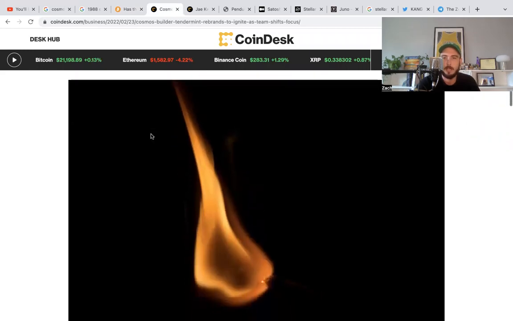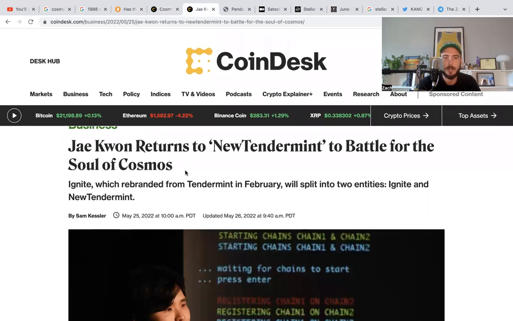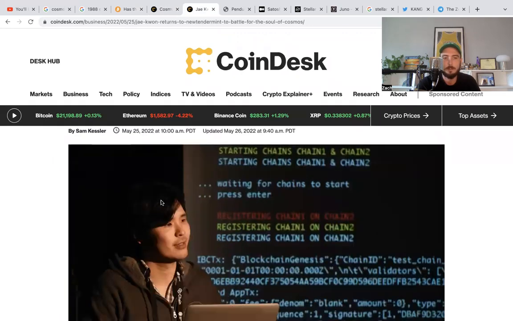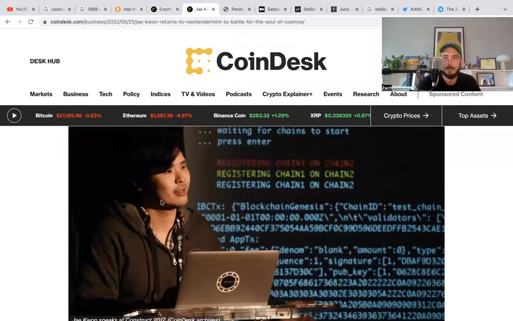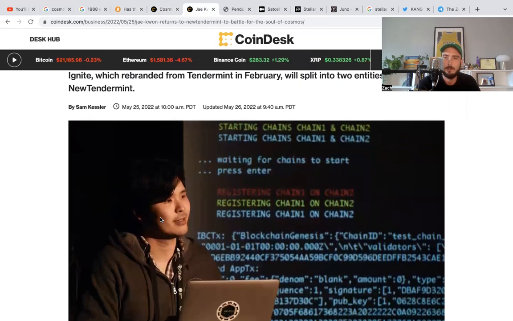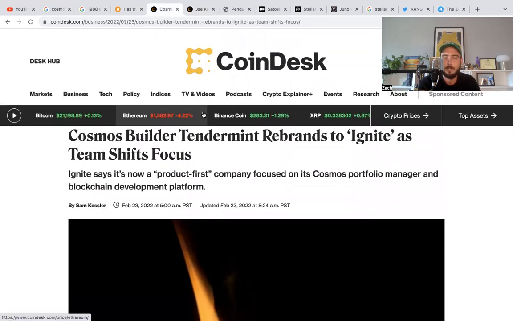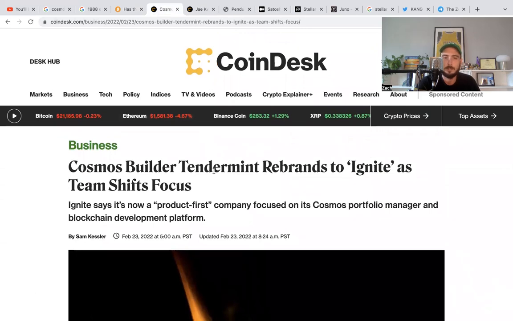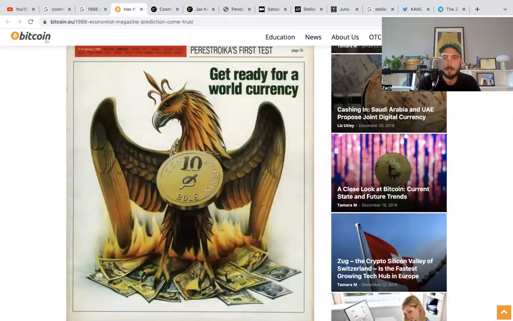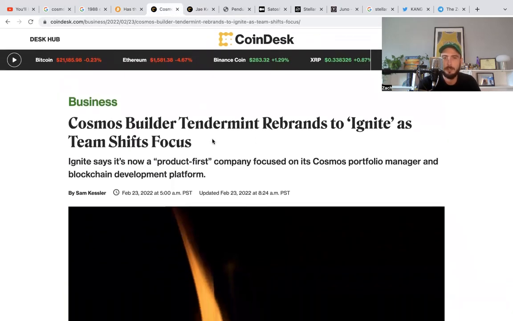There are different factions of the Cosmos founders. You can see Jae Kwon branched out and created a new Tendermint to battle for the soul of Cosmos. Ignite, which rebranded from Tendermint in February, will split into two entities, Ignite and New Tendermint. Ignite is partnered with the World Economic Forum, and Jae Kwon is battling against the centralized people of the World Economic Forum. It's a long story that I won't go into in this video, but you should read about it. It's fascinating. But it looks like cash is being ignited, and on February 22nd, the Cosmos builders rebranded themselves to Ignite.